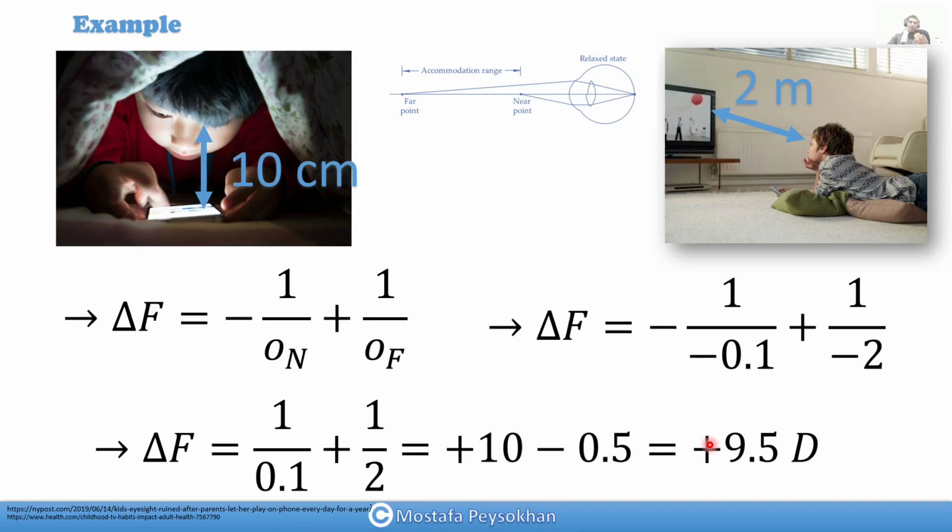So during this accommodation process, when you see an object at 2 meters, and then you see an object at 10 centimeters, we have 9.5 diopter of accommodation. That's the amplitude of accommodation for these two objects, and this is how we actually calculate it.